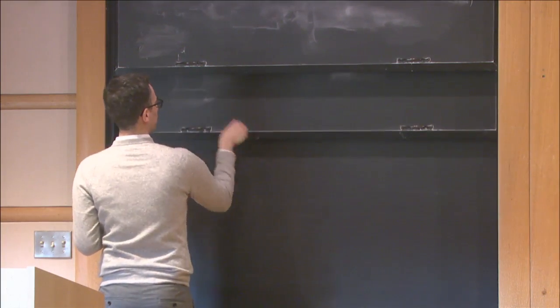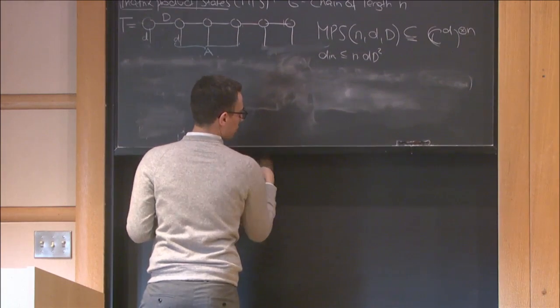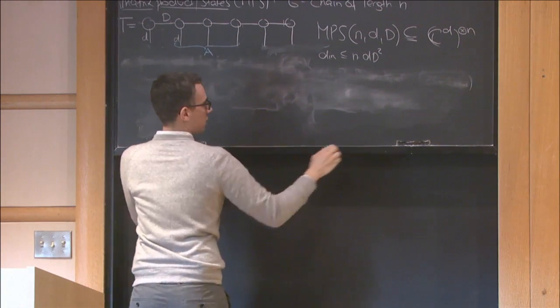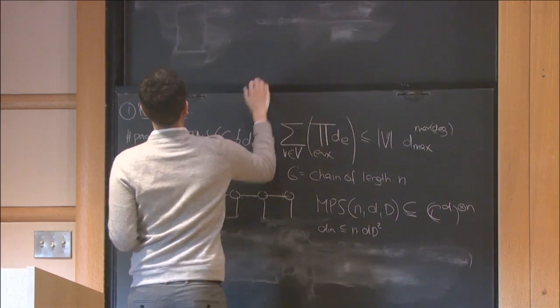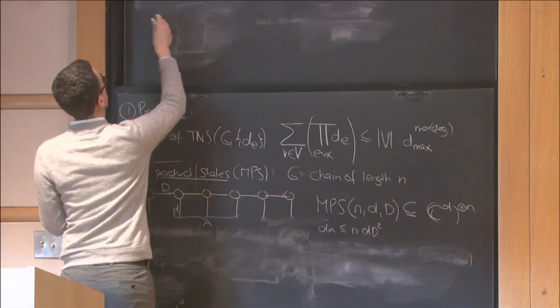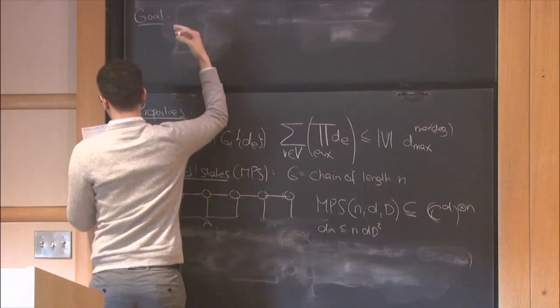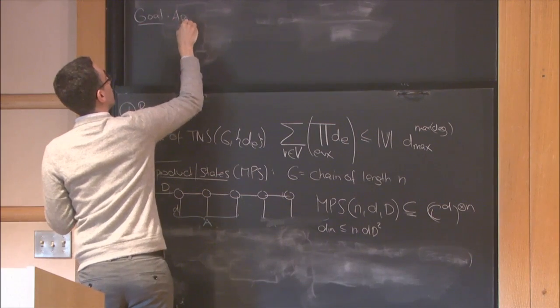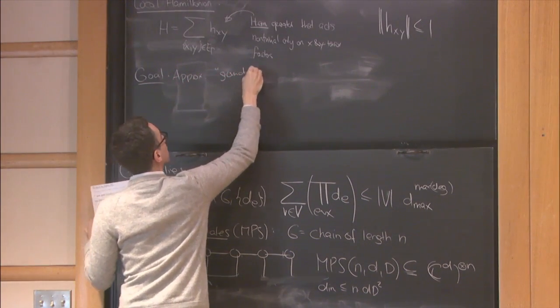And one thing of interest is the subspace corresponding to the smallest eigenvalue. Or let's just assume there's only one, and let's call this the ground state. Otherwise, it would be the space of ground states. So the goal is we want to approximate what's called the ground state.